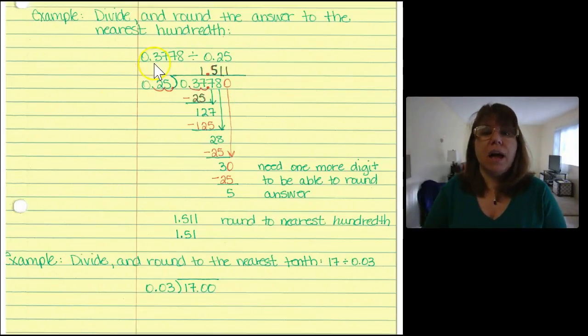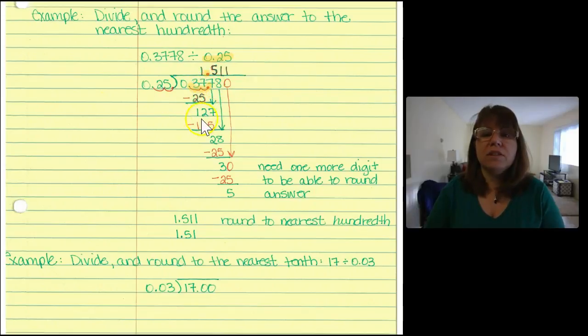So I have 0.3778 divided by 0.25. The problem arises when my divisor has a decimal in it, and indeed my divisor does have a decimal. So I'm just going to move it to the right 2 spots, and then it would be a whole number. But what I do to the divisor, I must do to the dividend. So let's move that 2 spots. Now, my decimal point will be straight up between the 7 and the 7.